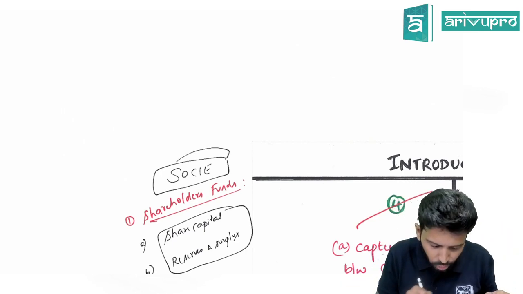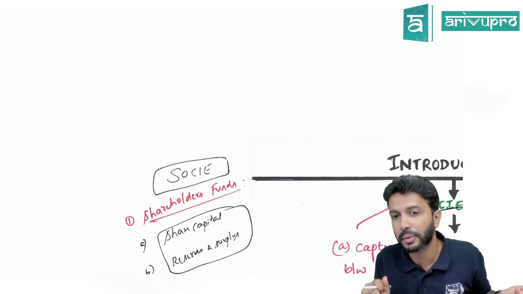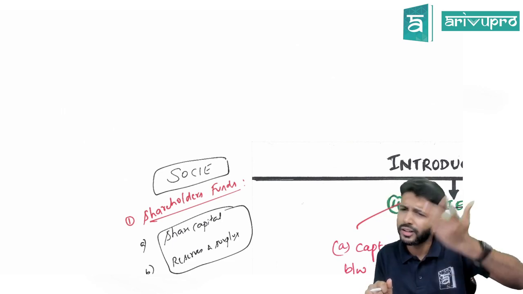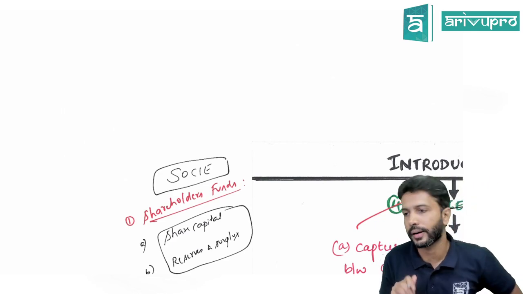So dividend paid, something like interest paid to partners, commission paid to partners, salary paid to partners, where you used to show them? In P&L appropriation. Here it's a company scenario that we're talking about, so salary, interest and all will not be paid. What will you pay to the shareholder? Dividend. So dividend paid will get captured under the statement of changes in equity.